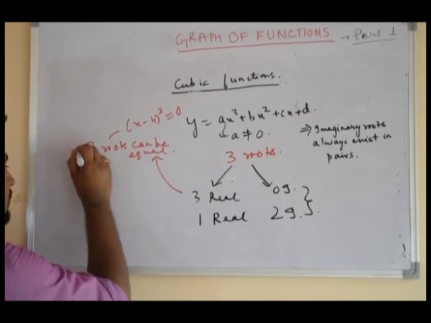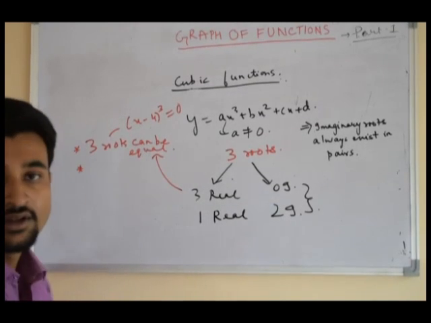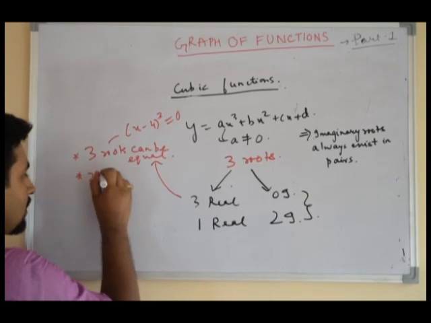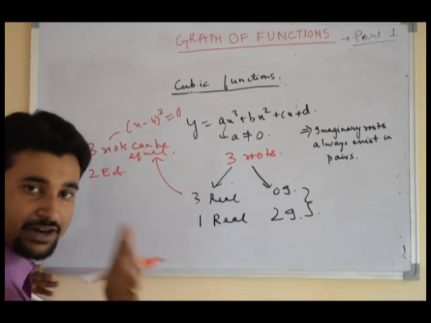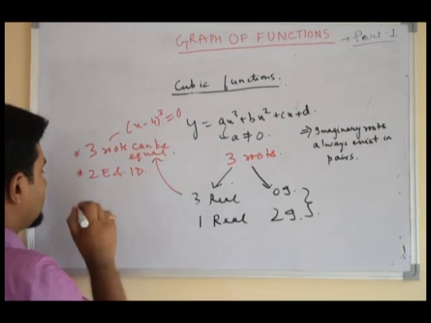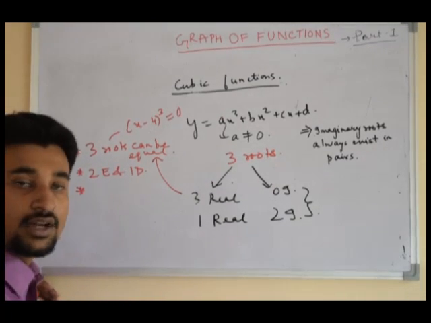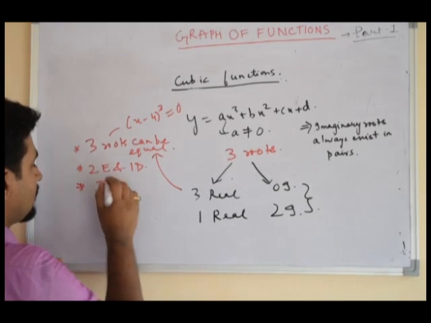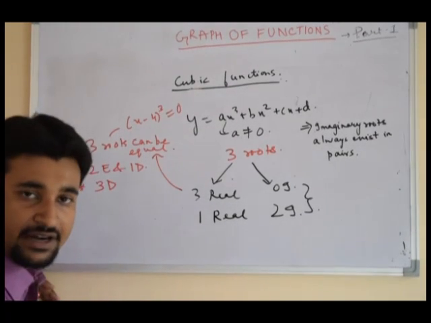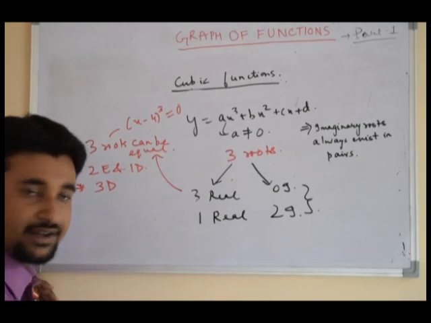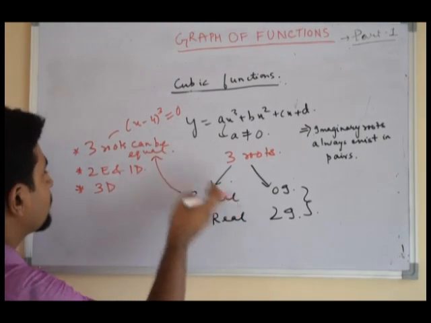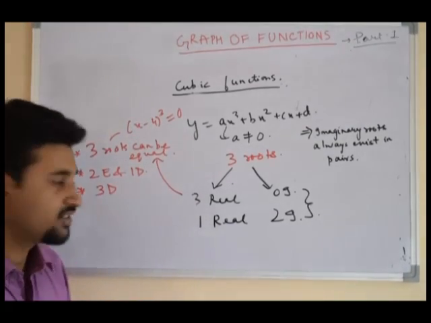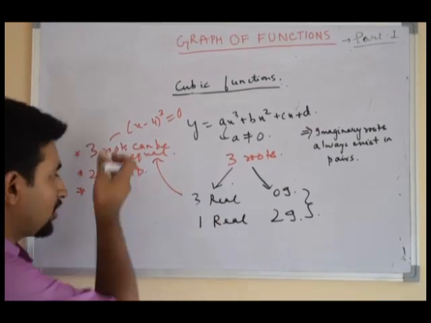Okay, what will be the second case? 2 roots can be equal and 1 different. 2 equal and 1 different. What is the third possibility? 3 different. All the 3 roots are different. So if there are 3 real roots, then you can have any of the following possibilities. For 1 real root, simply you don't have all these possibilities.